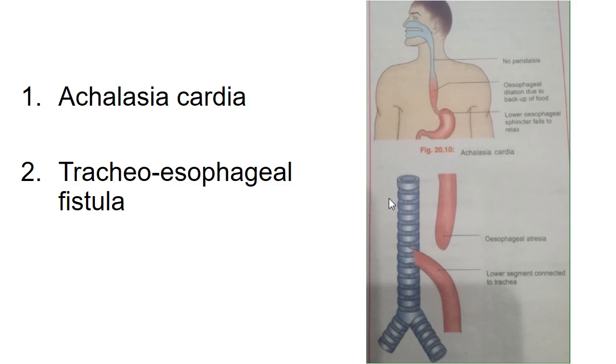The last important fact about the trachea and esophagus is that there might be improper separation of the trachea from the esophagus during development, which may lead to the formation of a tracheoesophageal fistula. As you can see in this image, this is the lower segment of the esophagus which is connected to the trachea, and there is esophageal atresia of the upper segment of the esophagus. That's all about the clinicals of the esophagus.